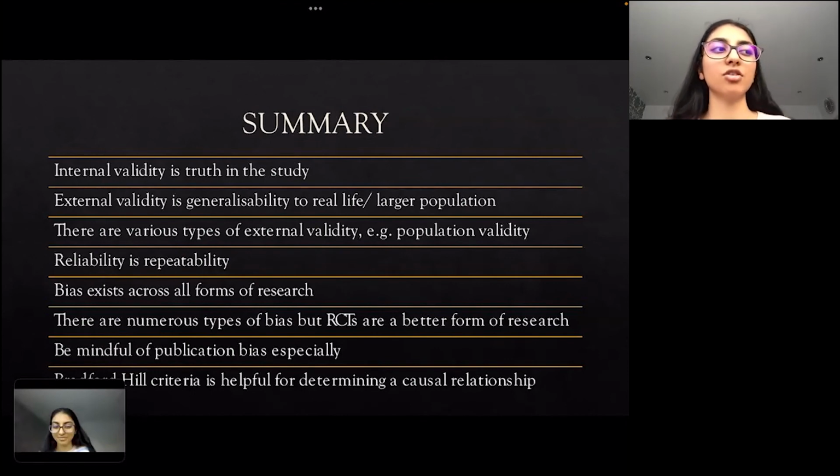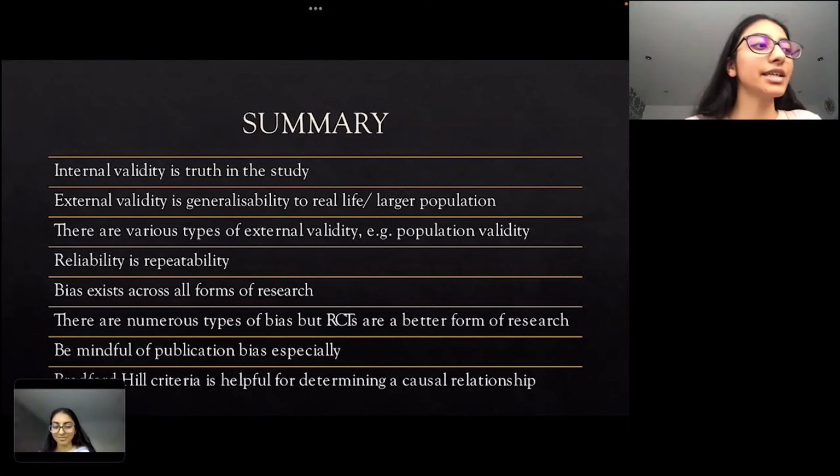Bias exists across almost all forms of research, and there are numerous types of bias, but randomized controlled trials are a better form of research due to their ability to significantly reduce the amount of bias present. So do definitely look out for those when reviewing the literature. And be mindful of publication bias, especially because that's one of the main ways that you will be coming across the papers that you'll be reviewing. And the Bradford-Hill criteria can be helpful in determining whether or not a relationship is causal or not.